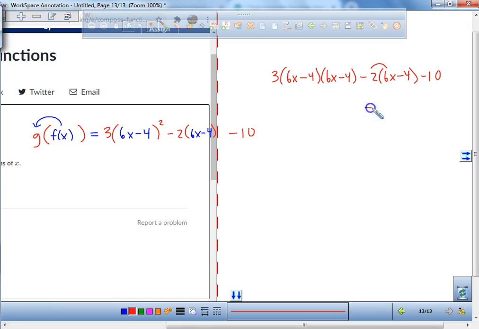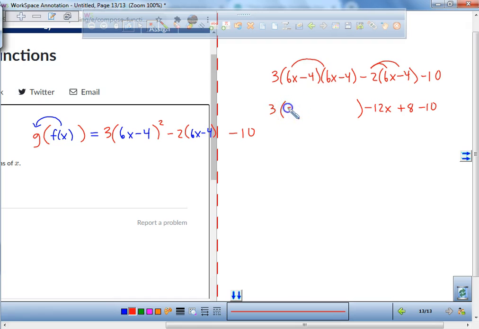what is negative 2 times 6x? That's negative 12x. And what is negative 2 times negative 4? Positive 8. Okay? So here we go. 3. Now, everybody, what I'm going to do right here is the FOIL method. Okay? It's not going to take long.